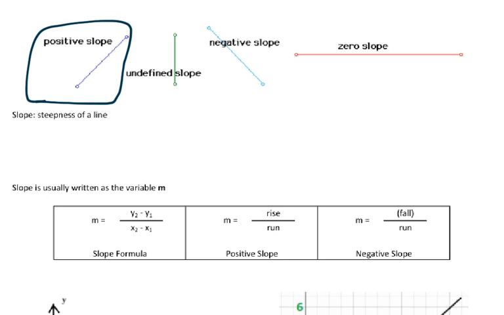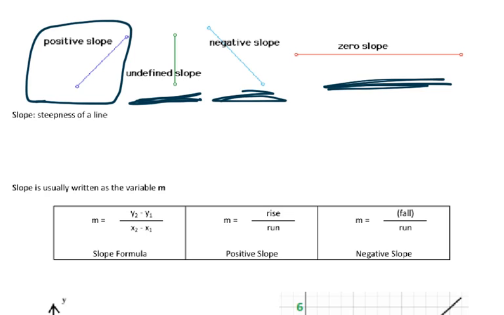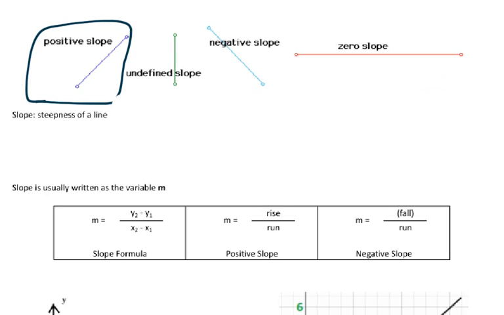The undefined slope is straight up and down, a vertical line. Negative slope is like a ski slope. It's going downhill. And zero slope is a straight line, a horizontal line. All of them are straight lines, but zero is a horizontal line. The two that kids have the most trouble memorizing are undefined and zero. So let's talk about some ways that you can memorize the difference between undefined and zero.